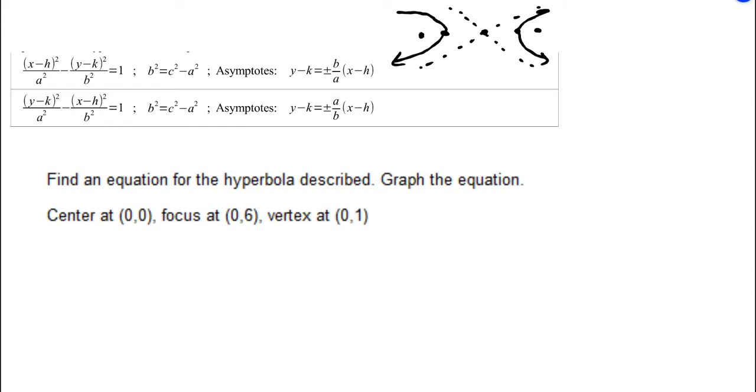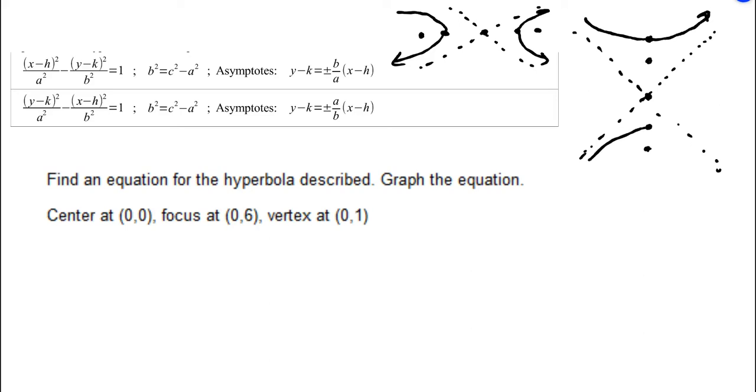For the vertical orientation, you have your center, and then up and down from that center, a distance of A will give you the vertices. Up and down from that center, a distance of C gives you your foci. Passing through the center, you're going to have two asymptotes. The slope of the line that's that asymptote is determined by the values of A and B. And then you're going to draw your hyperbola using the vertex and approaching those asymptotes.